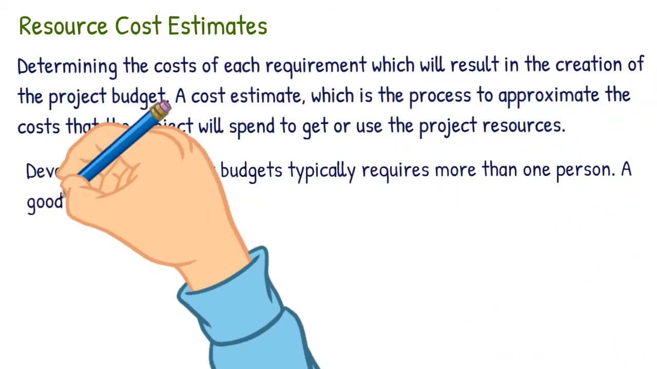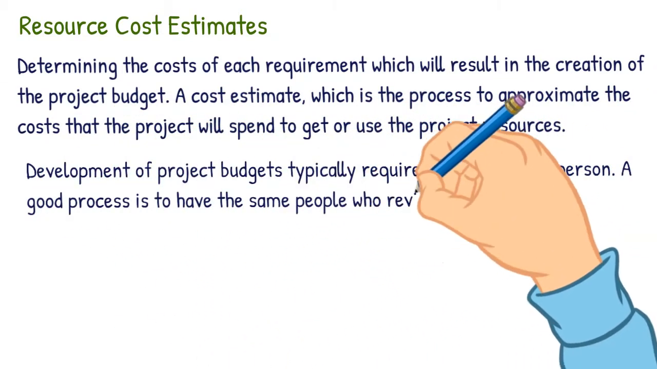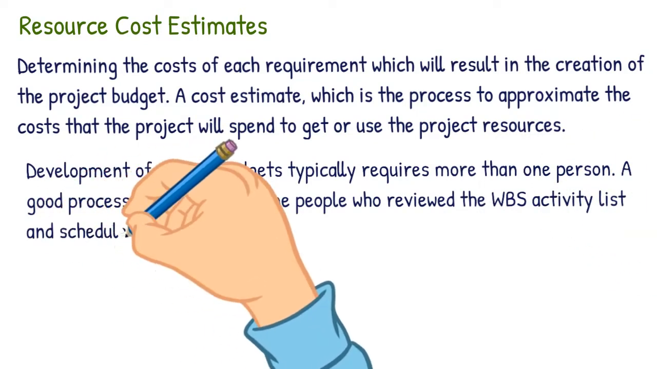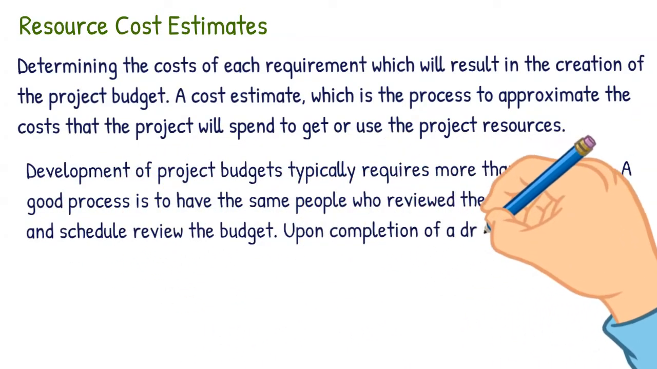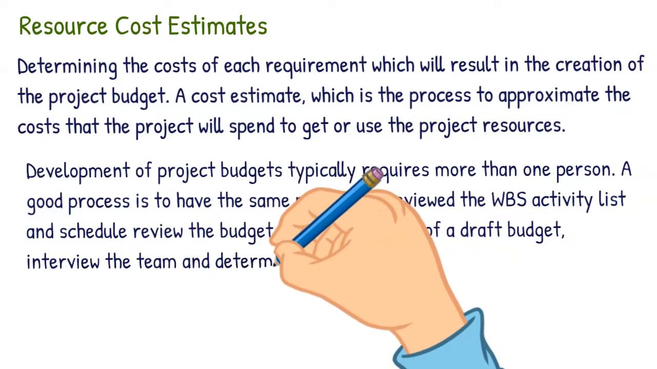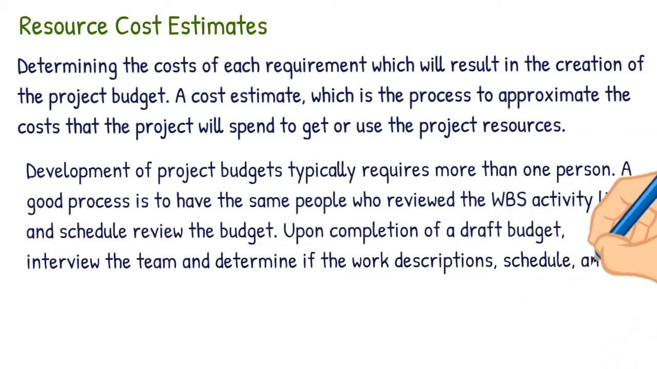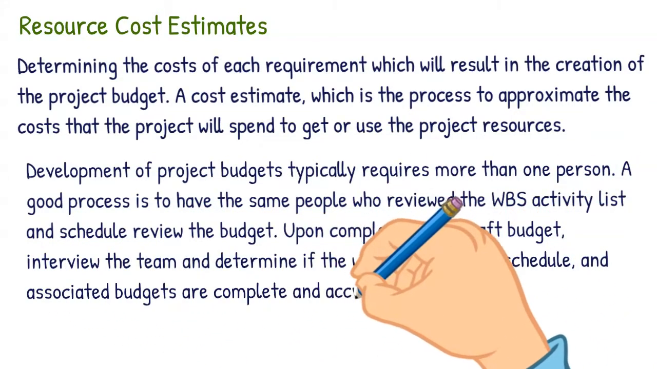A good process is to have the same people who reviewed the WBS, activity list, and schedule review the budget. Upon completion of a draft budget, interview the team and determine if the work descriptions, schedule, and associated budgets are complete and accurate.